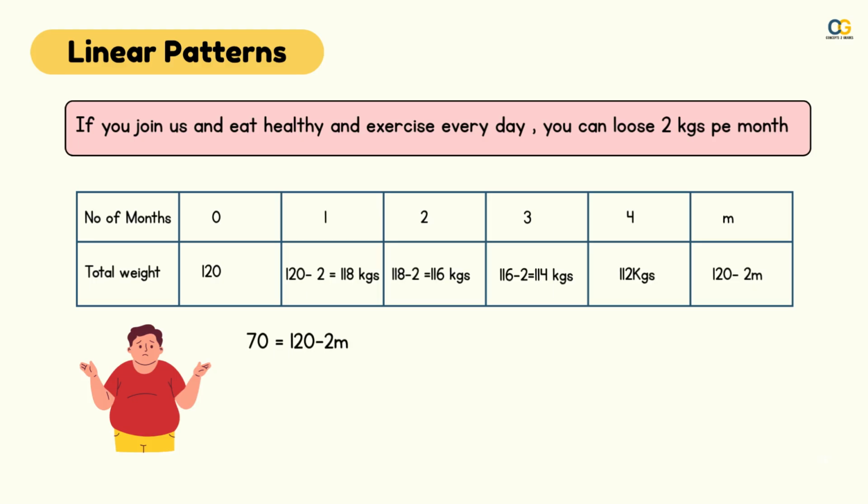to 120 minus 2m, where 2m is equal to 120 minus 70, and m is equal to 50 by 2, which is 25 months, or 2 years and 1 month. So if he works out for 2 years and 1 month, he will reach his target weight, which is also a healthy way to lose weight.